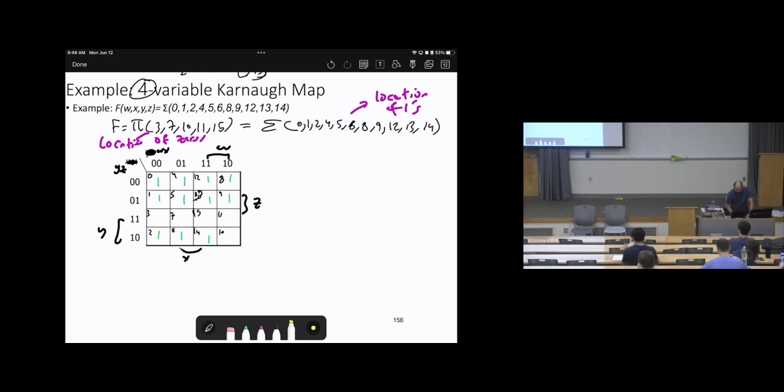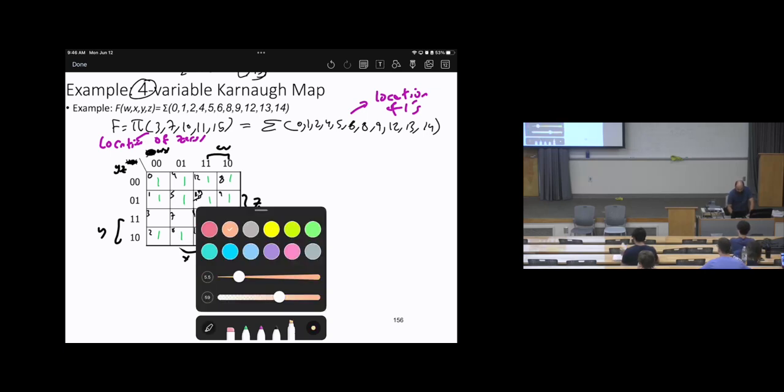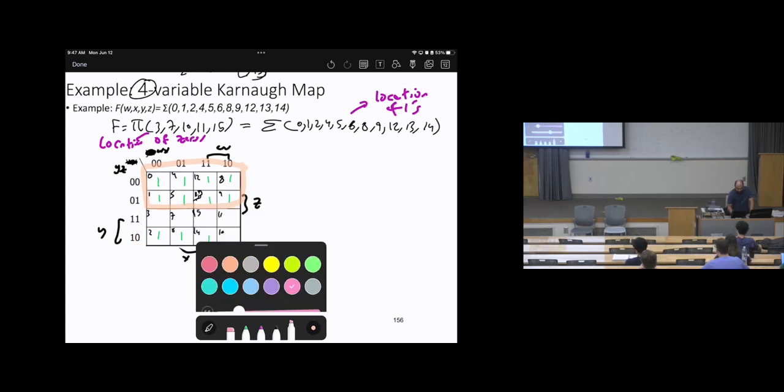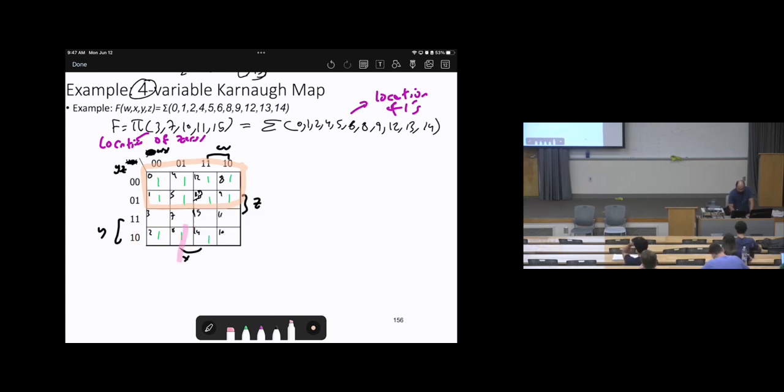Okay, now we need to group. Can we group 16? No way. Can we group 8s? Yes, we can group these 8s. Now, how about the 3 remaining? We cannot group 3, we need to group 4. Is there a way to group 4 using the remaining 3? There is a way: we can group these 2 with these 2, so we have 4.